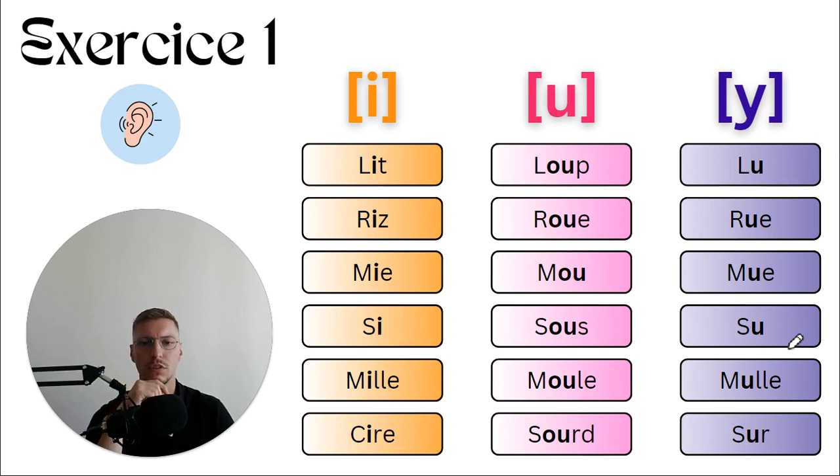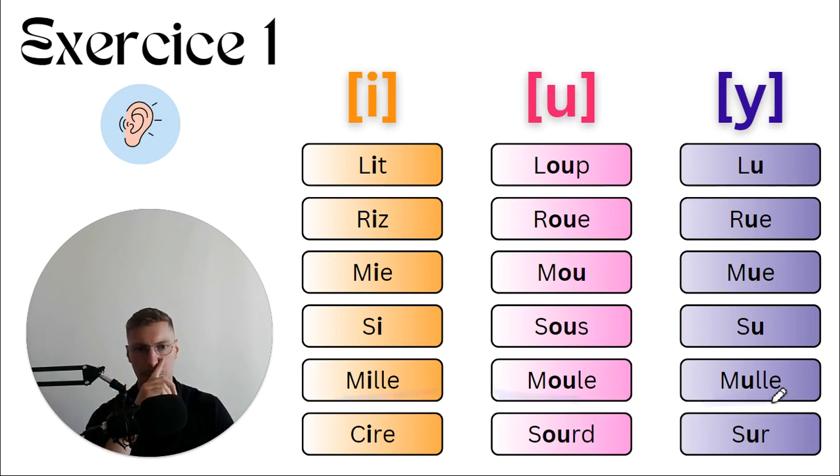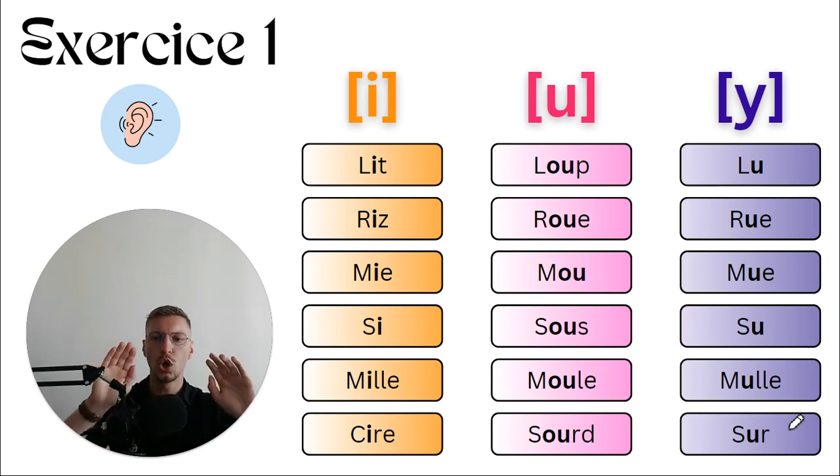Moule. Moule, c'est ça. Repeat after me. Mille, moule, mule. Ou, u. Last one. Sur. C'est ça. Careful, this is not sourd. This is sûr. U, sur.